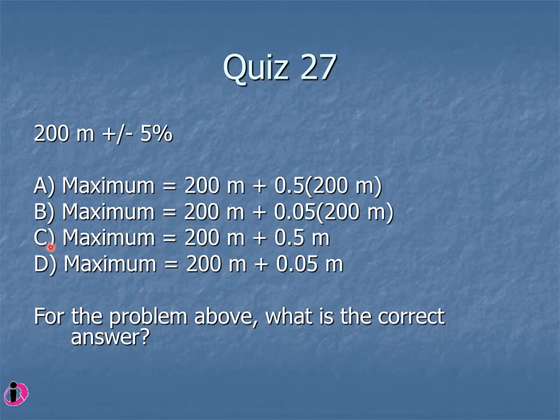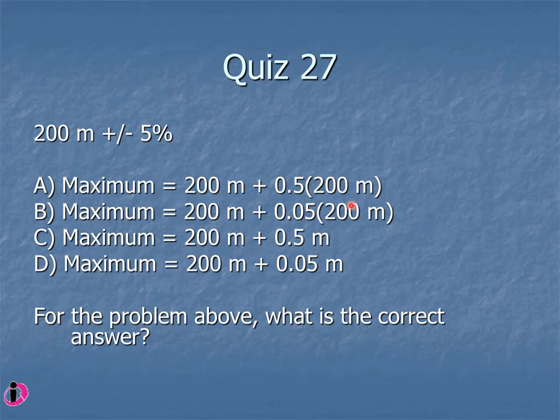Let's try another example here. 200 meter plus or minus 5%. Plus or minus 5% means the tolerance is 5%. Let me give a pause here so that you can try. Okay, so what is the right answer for the maximum? What we are doing is taking 5% of 200 meter, which is 10 meters. So we add the 10 meters, right?